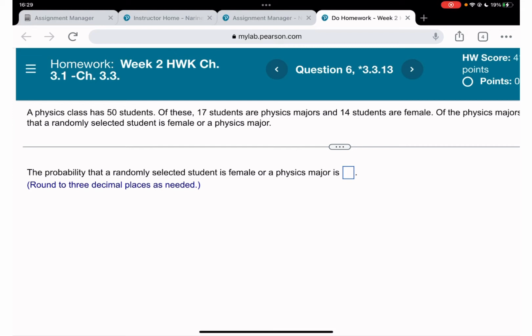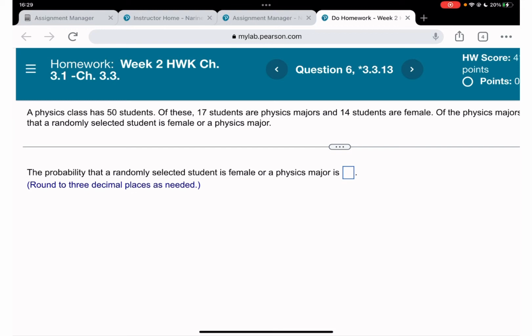Okay, in this case, since we have or, female or, we always convert into addition. So these two events, we're going to add them, not multiply. If it would say find the probability that randomly selected student is female and physics major, then probability of a female we would multiply by probability of physics major. But because it says or, we're going to add.